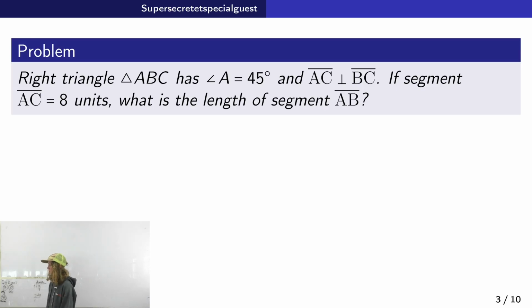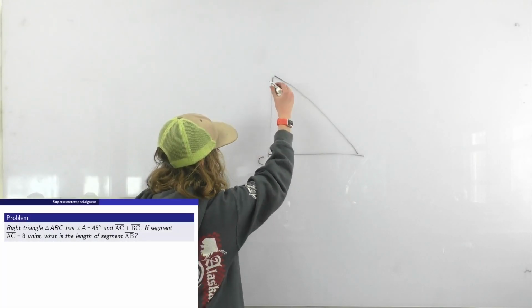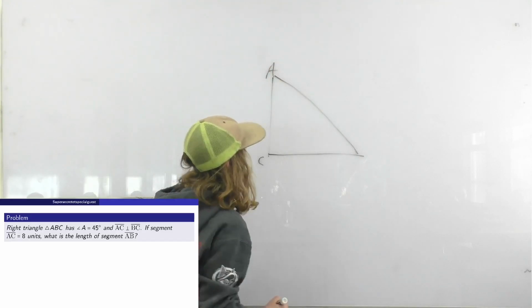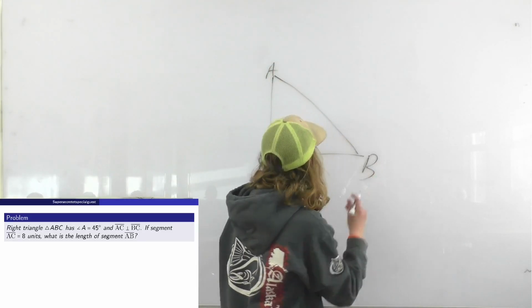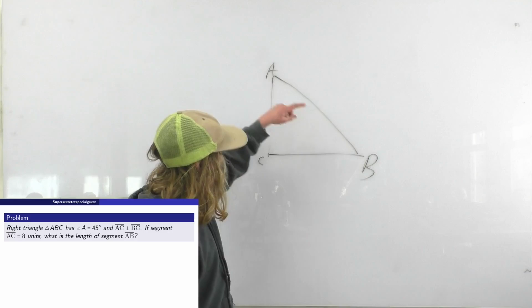Okay. So we have right triangle ABC. I'll just draw a right triangle. It says that angle A is 45 degrees and AC is perpendicular to BC. And if segment AC is 8, what is the length of AB? So if AC is perpendicular to BC, then they meet at C. And this could be either A or B. We'll just call this A. This will be B then. And we're looking for AB.